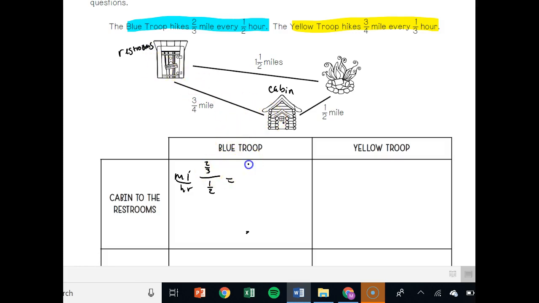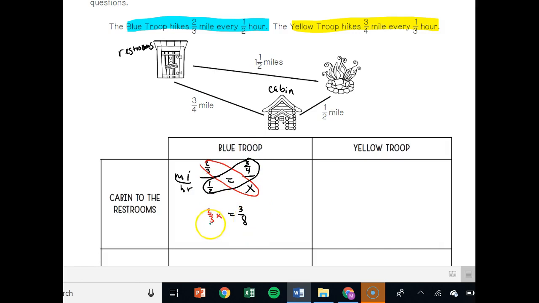We know the 3/4. We just don't know how long it's going to take them, x. So let's go ahead and multiply. 2/3 times x, that's 2/3 x, equals 1/2 times 3/4. 1/2 times 3/4 is 3/8. If you don't believe me, double check it on your calculator. 1 times 3 is 3, 2 times 4 is 8. That's how I get 3/8.